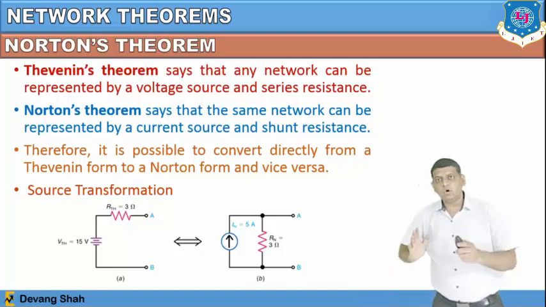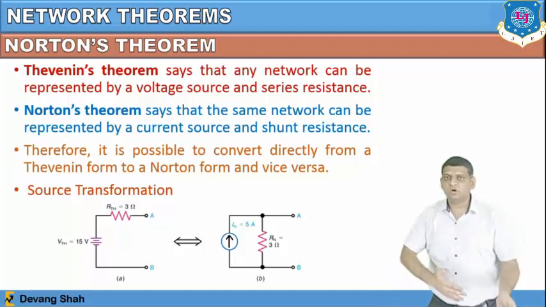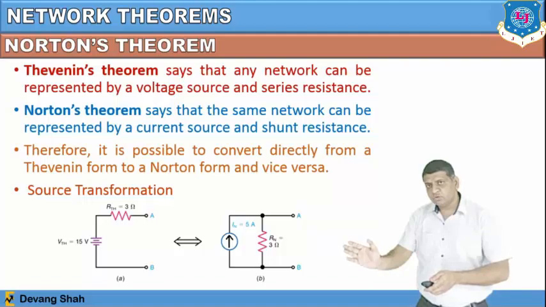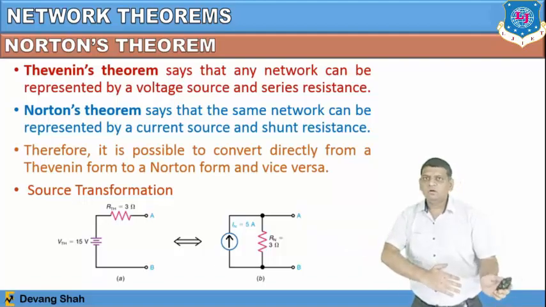So ultimately here Norton is nothing but the source transformation of Thevenin and vice versa. So Thevenin is more related to the voltage source and Norton is more related with the current source.